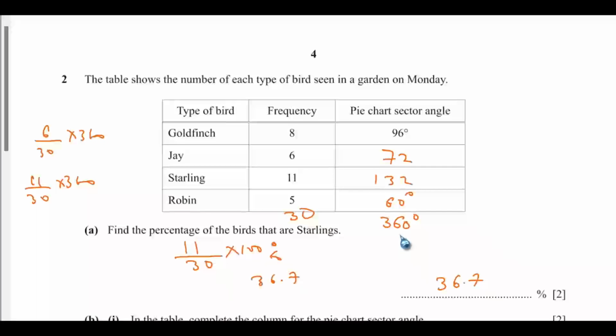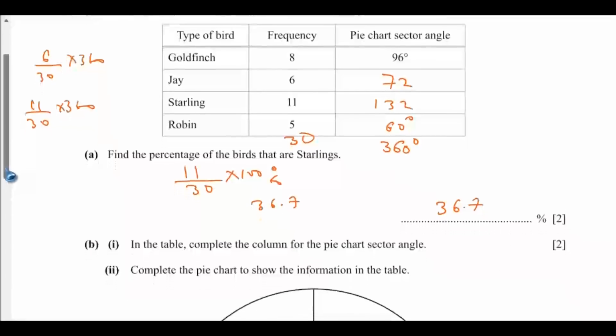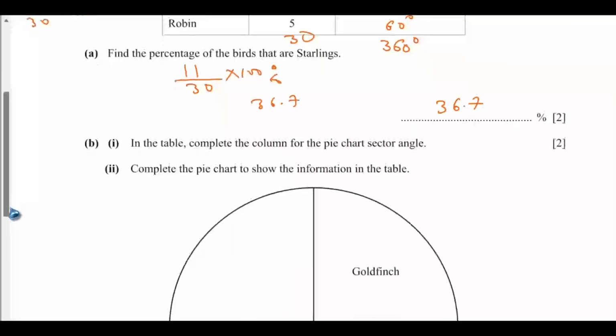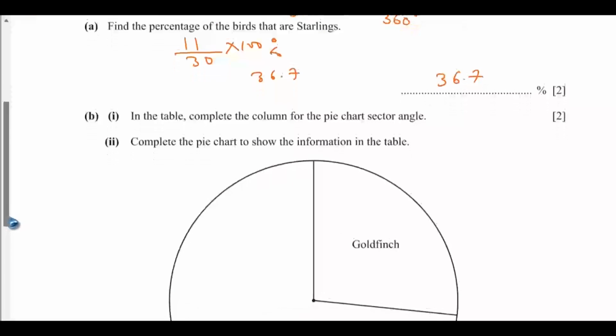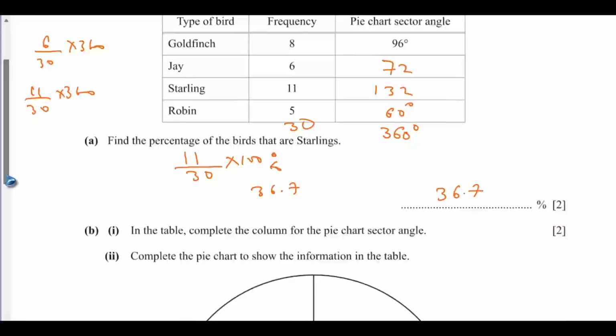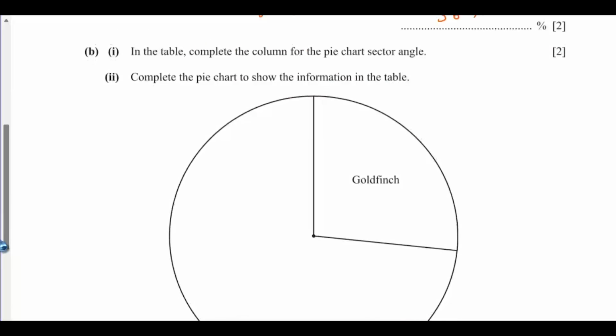Okay, so if you add everything together, you should get 360 degrees. So let's go to the next question. That will be complete the pie chart to show the information in the table. So you need to get your ruler and a protractor to complete this.